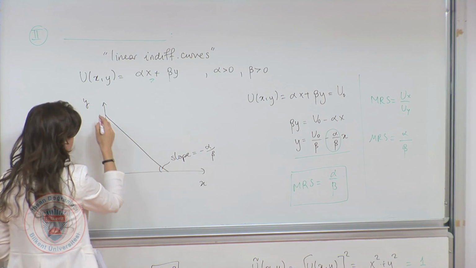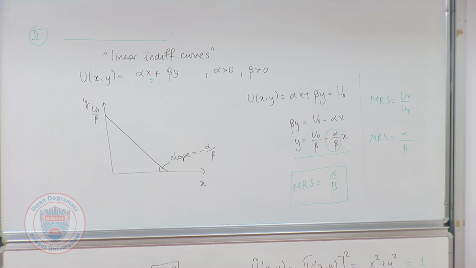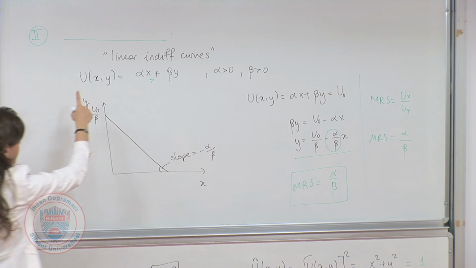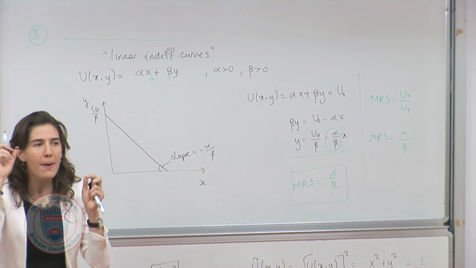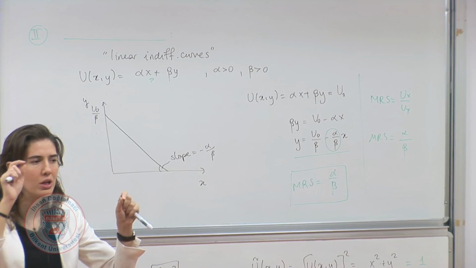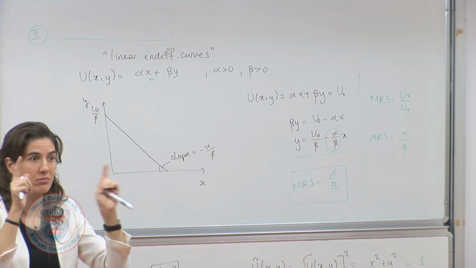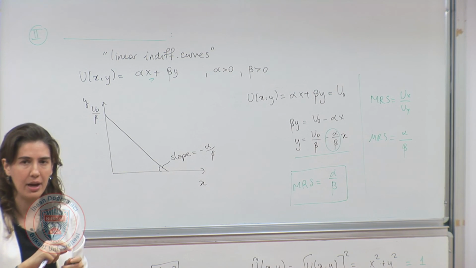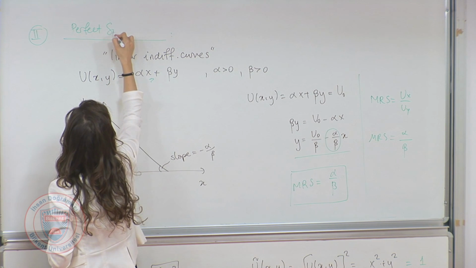You can put the intercepts and such, but it doesn't matter, okay? So what do you think we should call this? If you have these types of linear indifference curves, we call them perfect substitutes, because you can always substitute one good for the other at exactly a constant rate. So we call these perfect substitutes, okay?